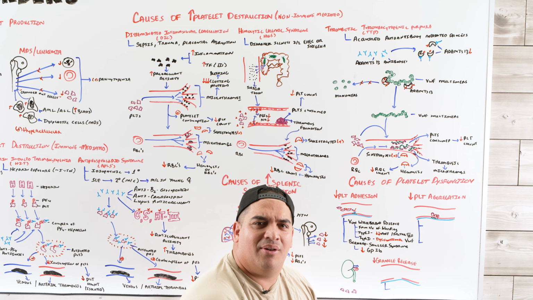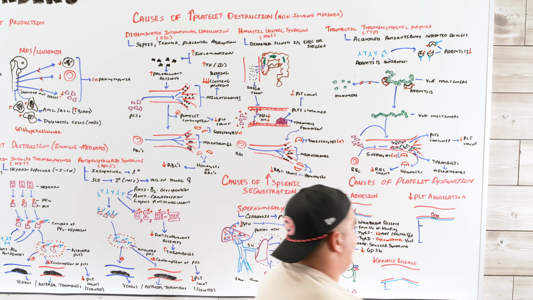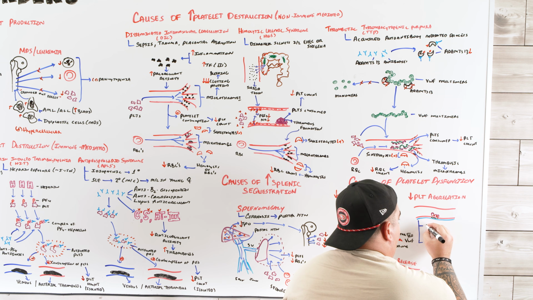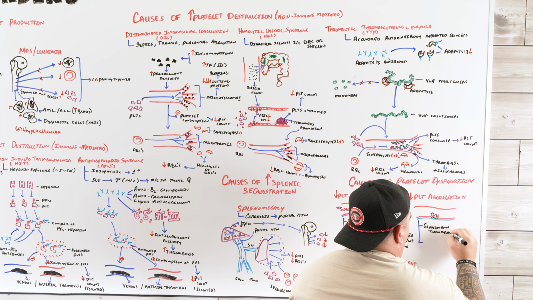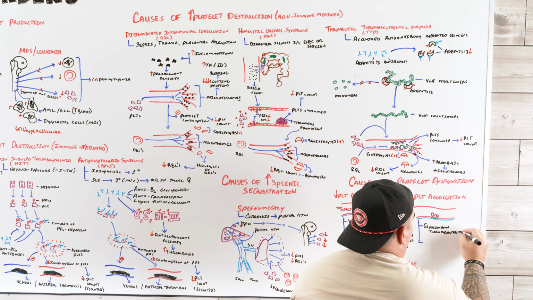Do you guys remember, if we don't have the GP2B3A protein, what was the condition we said? I said it was kind of a tough one to remember, but we abbreviated GT. It was called Glanzmann thrombasthenia. You're probably like, dude, how am I supposed to remember all of these?